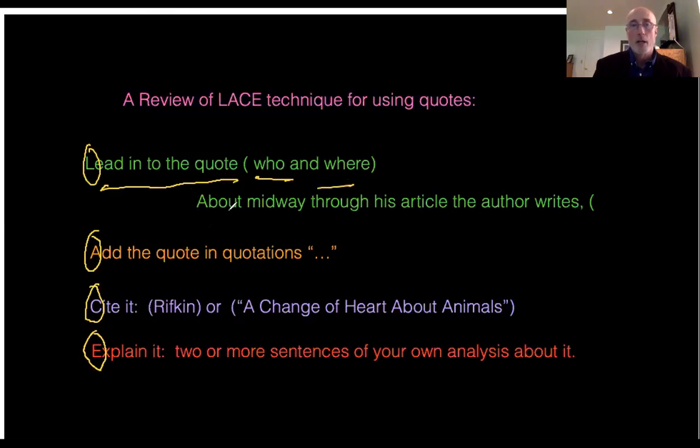Here's an example. About midway through his article, the author writes, okay? What I've said is where, about midway. And when I say the author, I now just told the two things I need to give, who and where. Now, every time you give a quote or you paraphrase in your own words, which means you're not actually quoting within quotation marks, but you still got the information directly from a source, then you should do a lead-in and cite it as well.